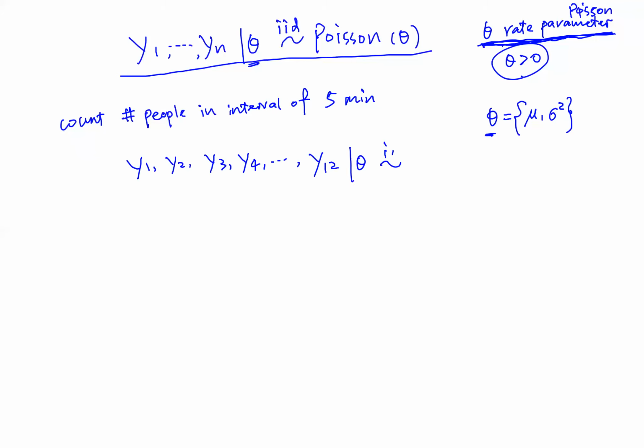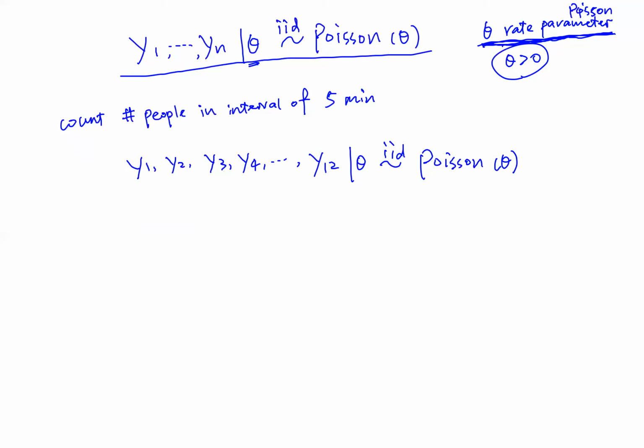So what is the assumption here? In this context, what does IID mean? In this particular case, each Y_i has the same rate. If it was 3 people every 5 minutes on average, you'd expect to see 3 people in each interval. And they're all independent, so what you see in one observation shouldn't affect what you see in the next observation. Right, okay, good.